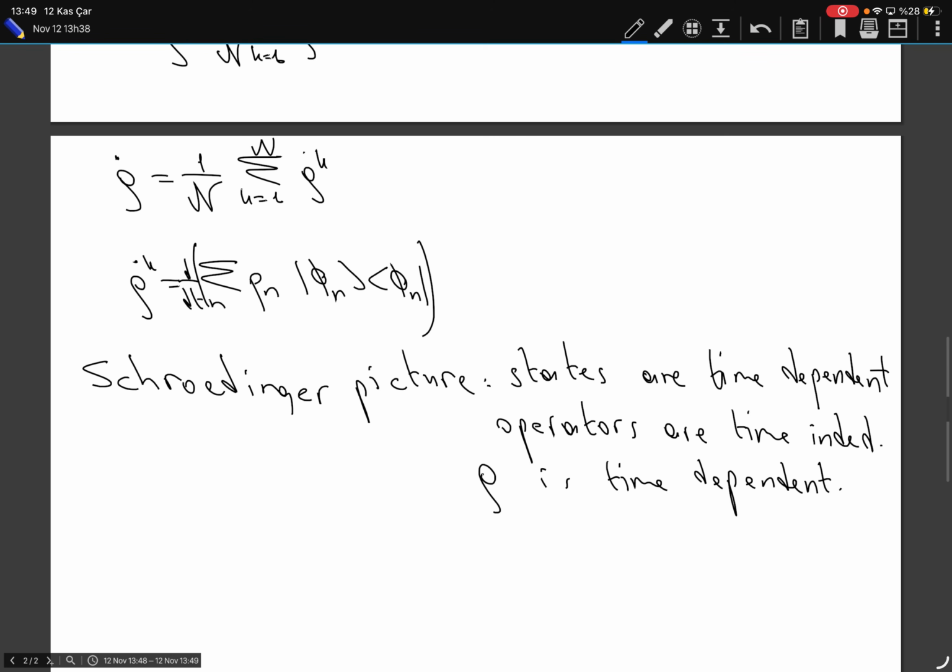Well, it's not a big surprise. It's basically the wave function itself. The wave function is replaced by the density matrix. So if the wave function is time-dependent, then rho is time-dependent. So although now I'm looking at the time dependence of this operator, I'm actually working in the Schrödinger picture.